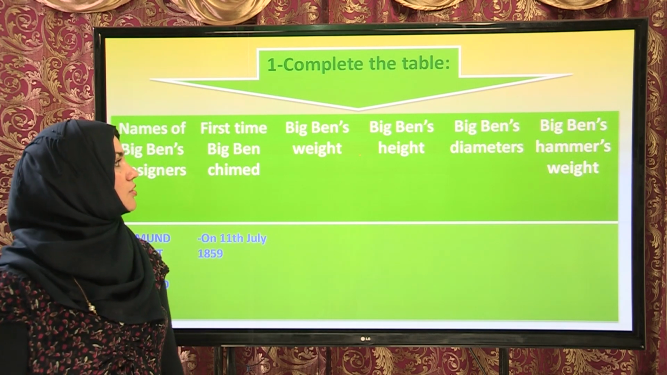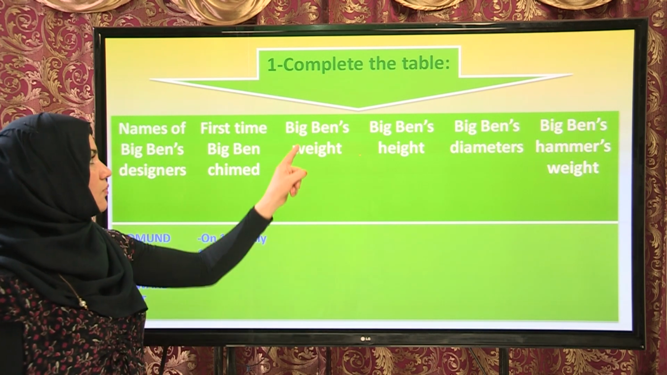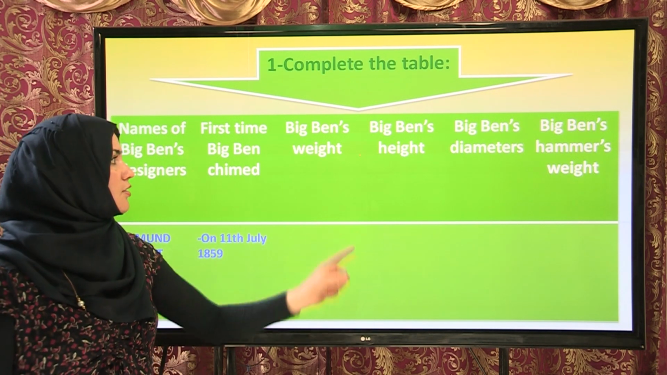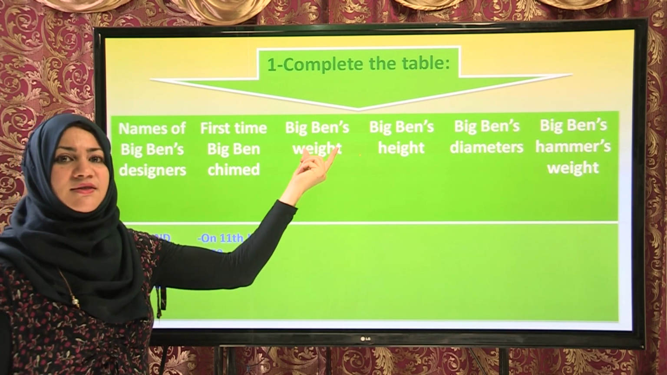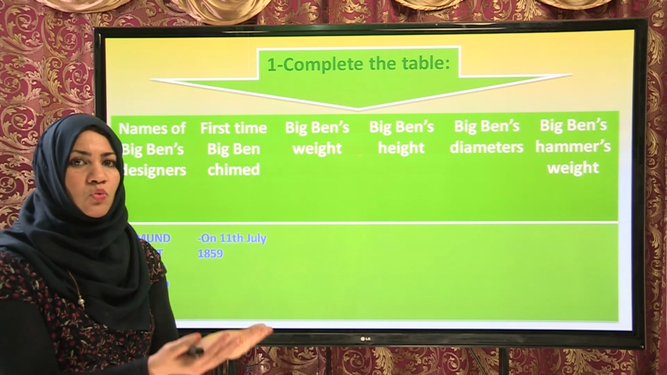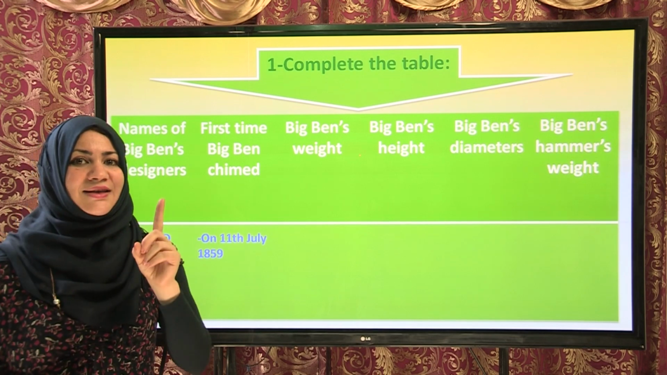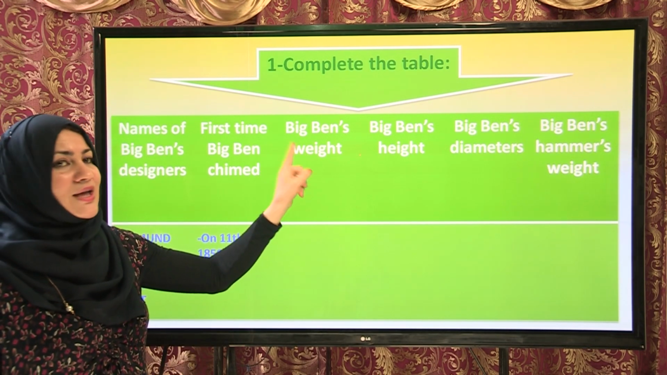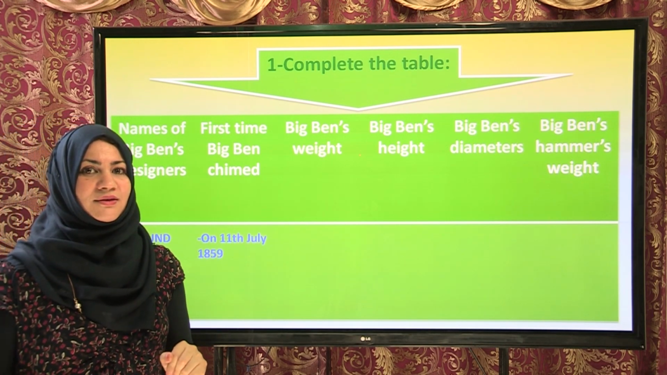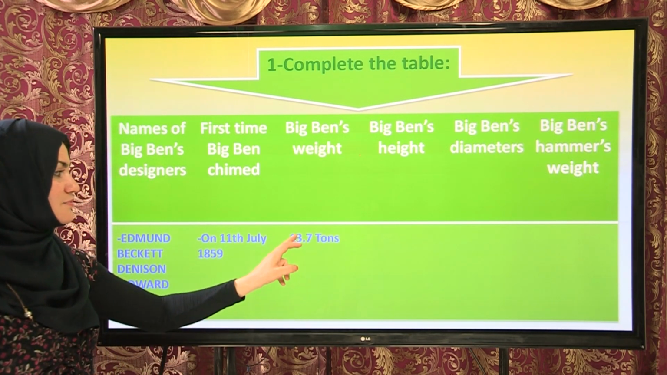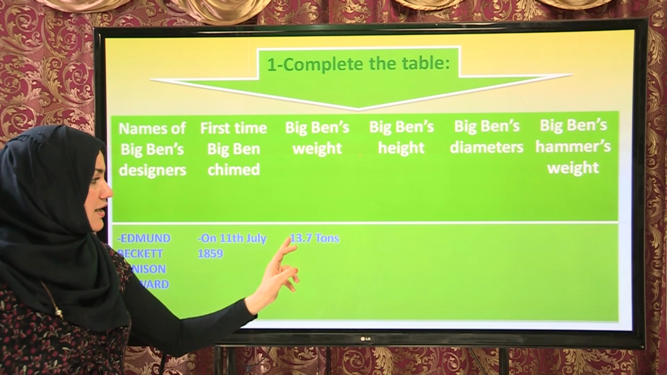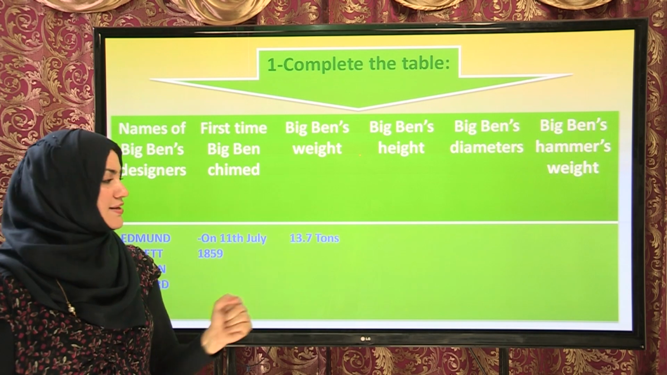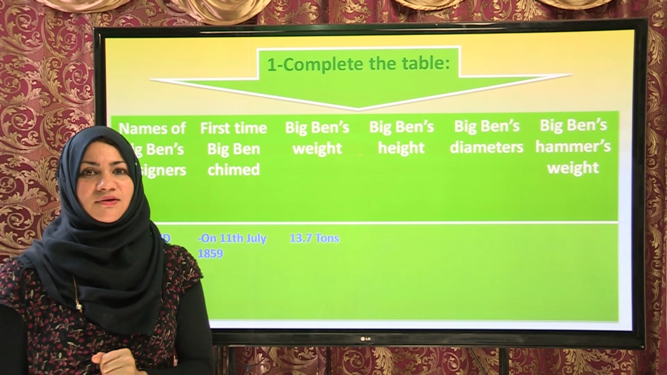The third information. Let's see together here. We have Big Ben's weight. What does it mean here, weight? We have T. Yes, this is the noun. It is a noun, weight. But when we say weighs, it is a verb. Good. Let's see together. What's the weight of Big Ben? Yes, it is mentioned in the text as 13.7 tons. So, Big Ben weighs 13.7 tons.